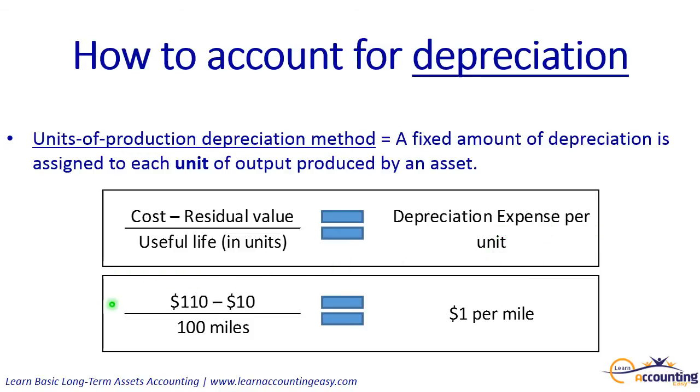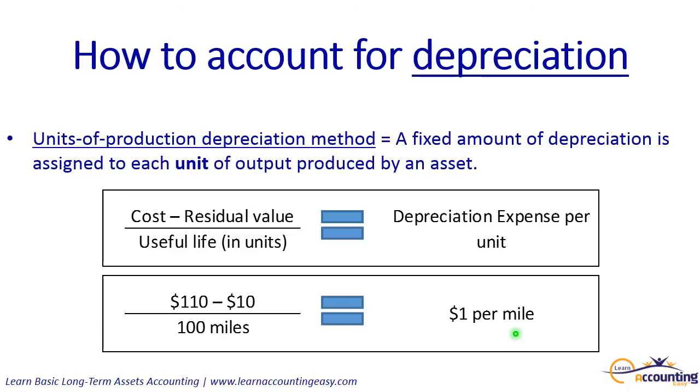So if we plug in the numbers, we started with 110, we subtracted the 10 of residual value, so we have $100 of depreciable cost. In this case, we're going to say that this asset will give us 100 miles in its life. So we divide the depreciable cost by 100 miles, and that gives us $1 per mile of depreciation expense.